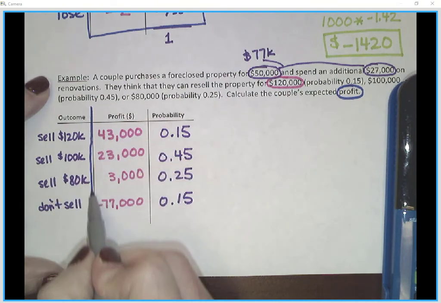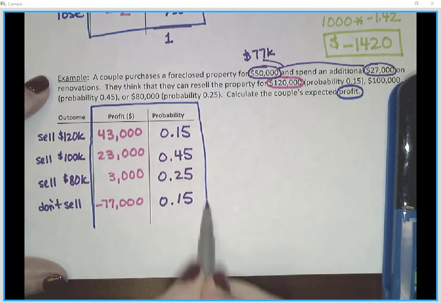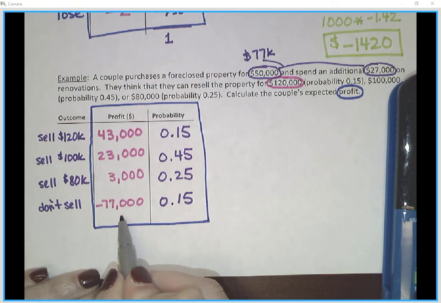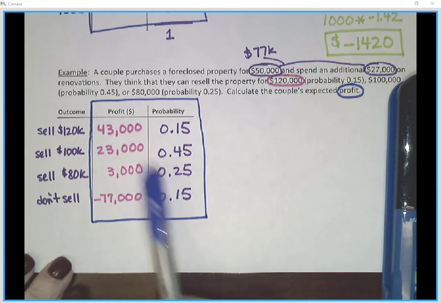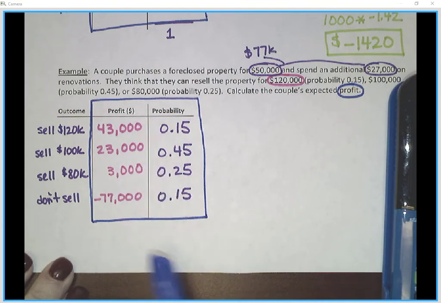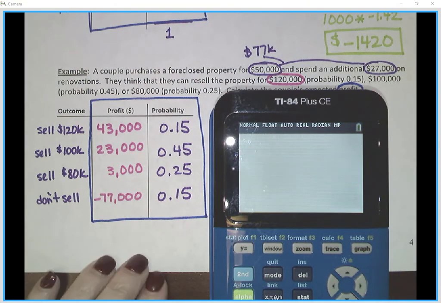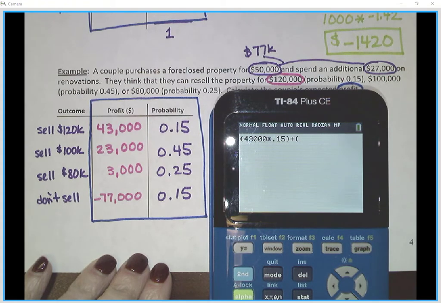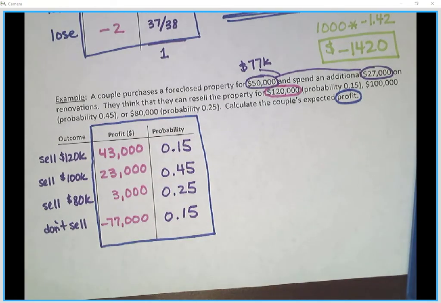Here's our table. All the probabilities add up to 1. You can do list 1 and list 2, or you can just multiply across and then add them all together, however you want to do it. I'll do it that way. Make sure you make that negative, that last one. $6,000. That's what I get. $6,000 expected value.